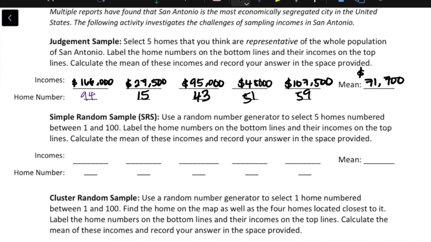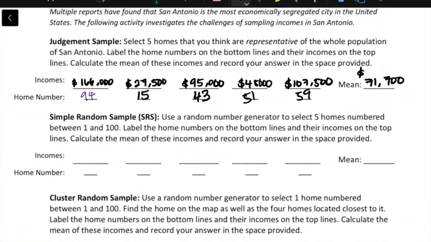One of the best ways to do sampling is to use an SRS. So using a random number generator, select 5 homes numbered between 1 and 100 and label the home numbers on the bottom line and their incomes on the top line. Calculate the mean of these incomes and record your answer in the space provided.